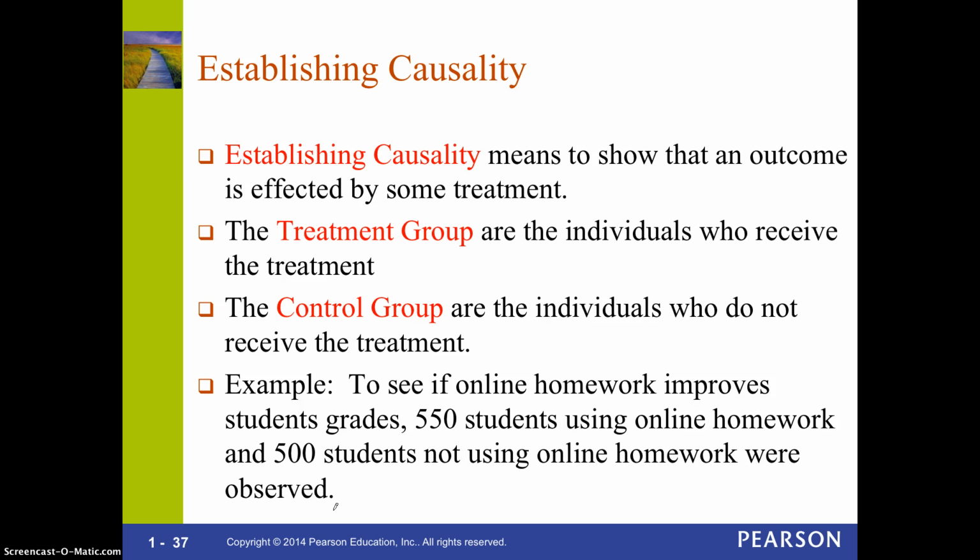Okay, so another example is one I have here to see if online homework improves students' grades. So you have 550 students using online homework and 500 students not using the online homework, and they were observed, and then we would continue, and actually to finish this study we would look to see if the students using the online homework had grades that were better than those who didn't use the online homework.